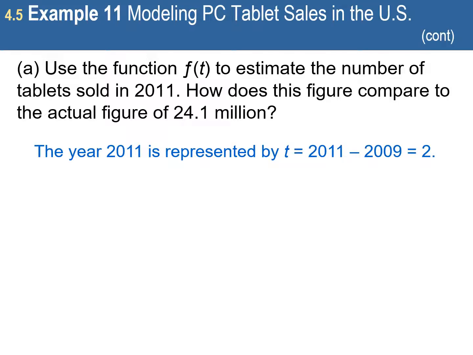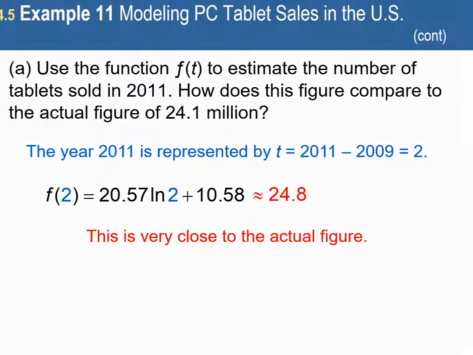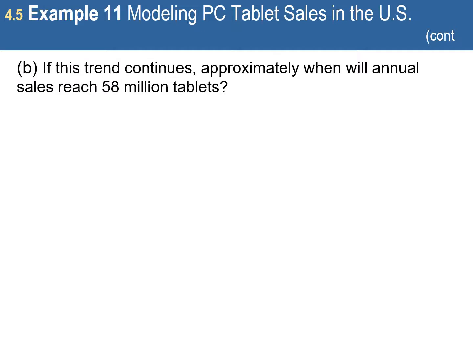In the year 2011, t is equal to 2. So f of 2 is 20.57 times the natural log of 2 plus 10.58, or about 24.8. So this is actually really pretty close to the actual number. If this trend continues, approximate when the annual sales will reach 58 million.